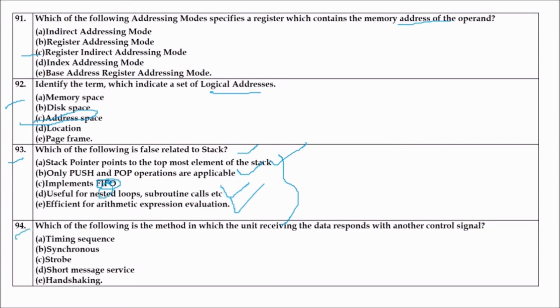Which of the following is the method in which the unit receiving the data responds with another control signal? 94. What is the answer you are going to give? The answer is handshaking. Handshaking is the method in which the unit receiving the data responds with another control signal.